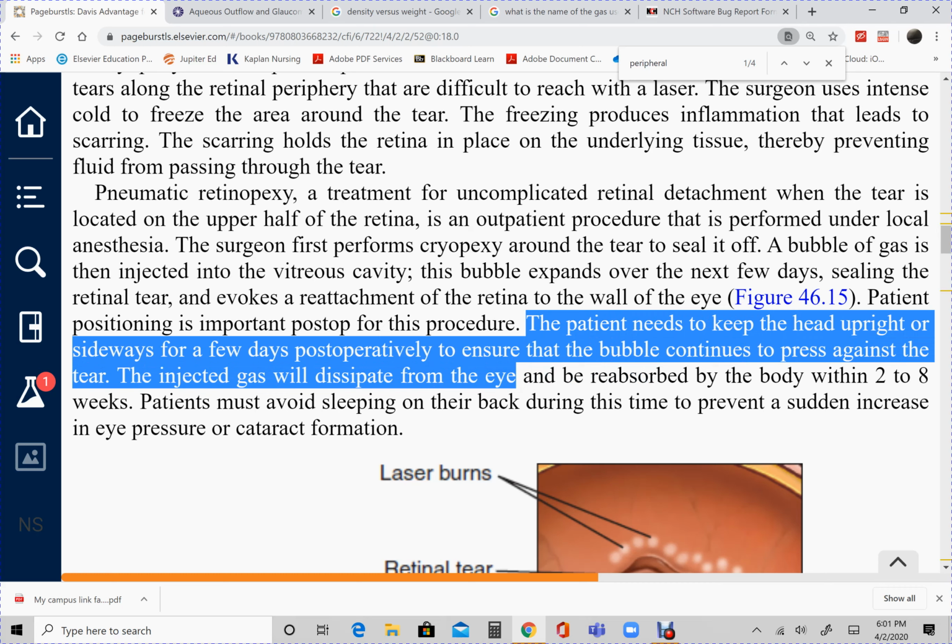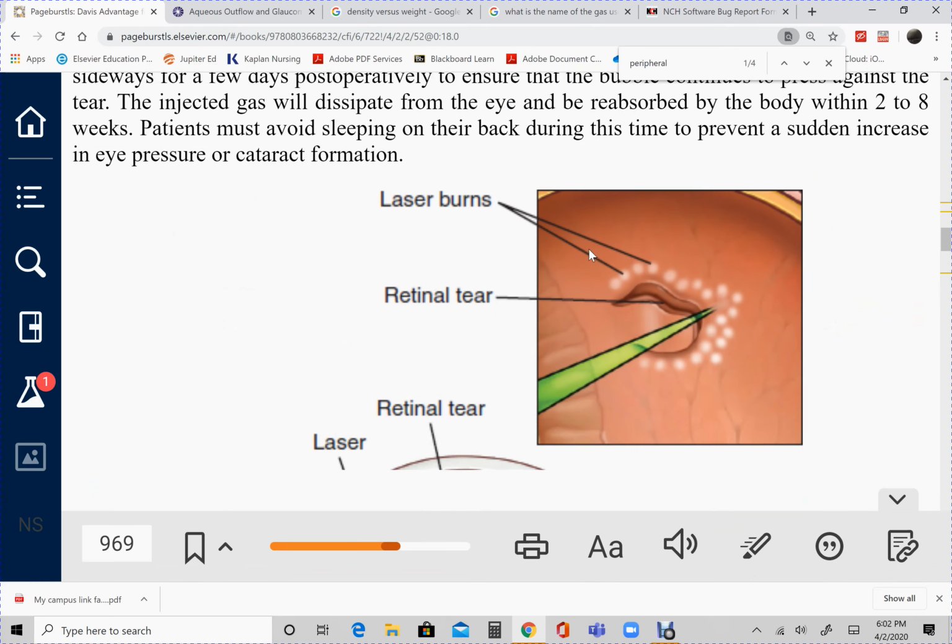So we need the gas bubble to be in a certain position. That's why the patient will be told, it doesn't really have to be these specific instructions, the doctor will tell them which side to hold their head and at what angle. But regardless, the patient must not sleep on their back during this time. This is not forever, just a few days, probably up to a week. So the patient needs to keep their head upright or sideways at a certain angle, depending on where the tear is.